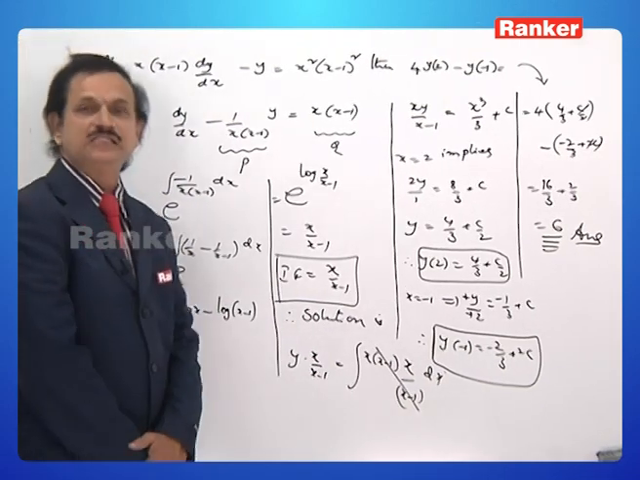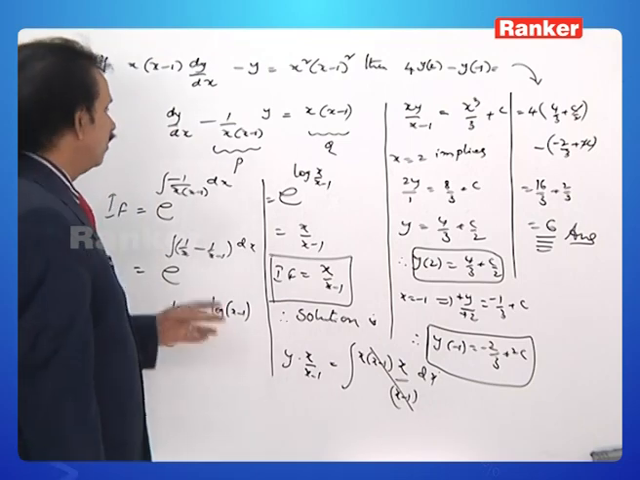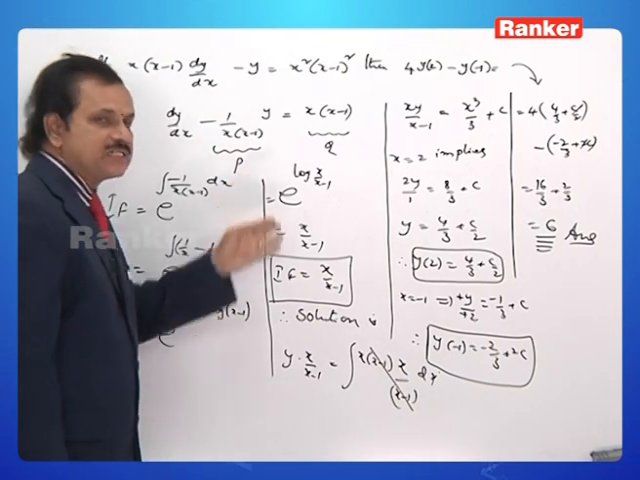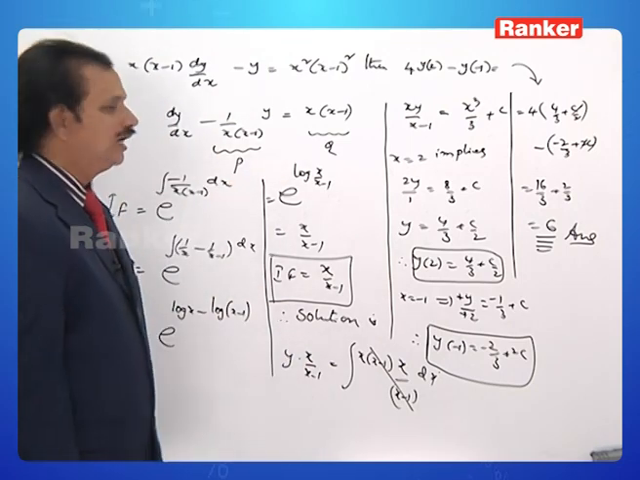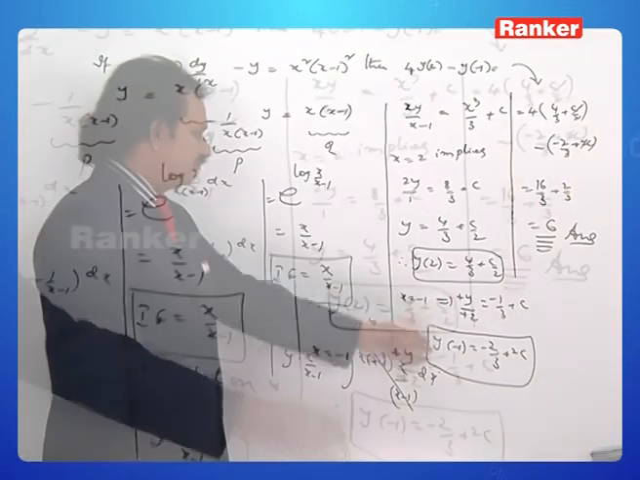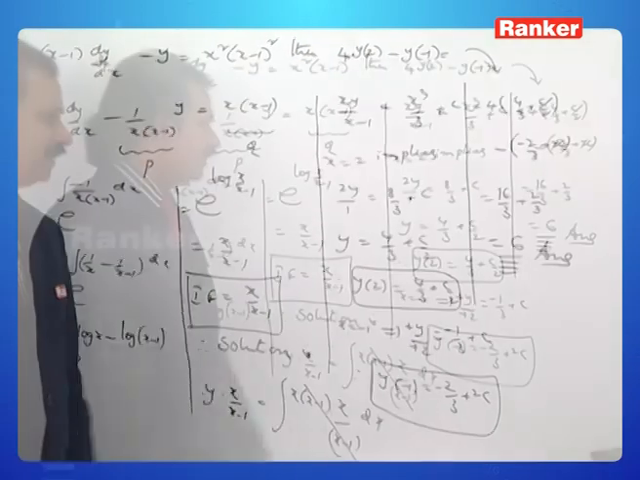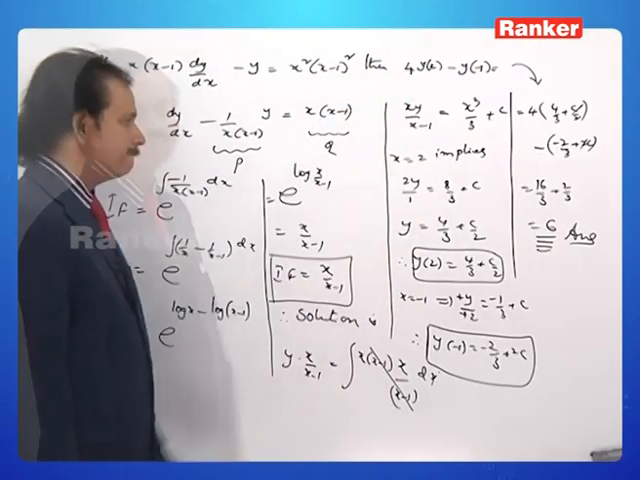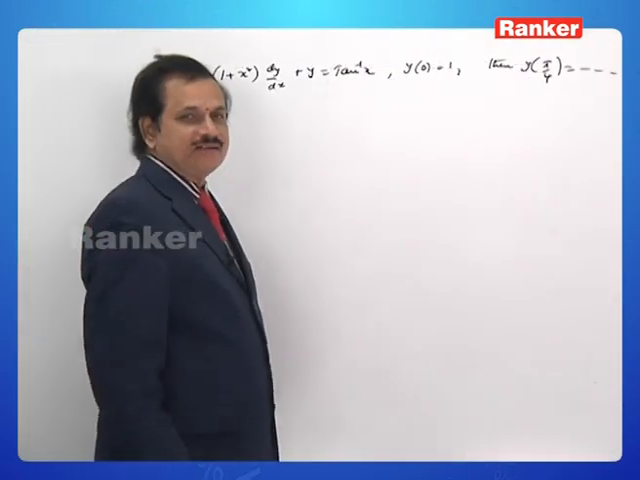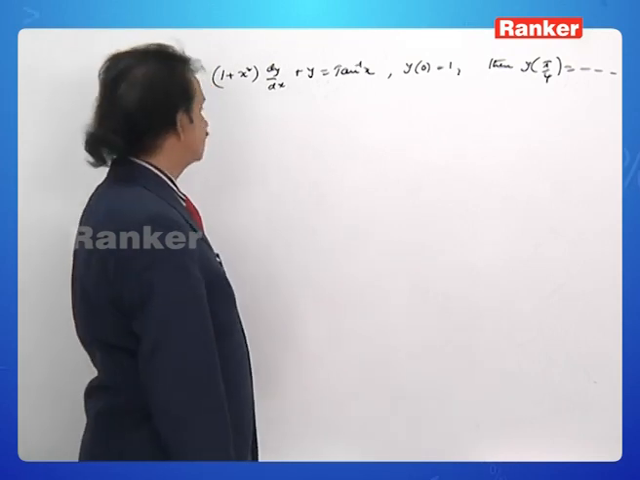So 4y(2) − y(−1), the answer is 6. Even though the solution of the differential equation is so simple, our extra burden is this y(2) and y(−1), and substituting them here. There lies the answer. Another standard question appears before us.